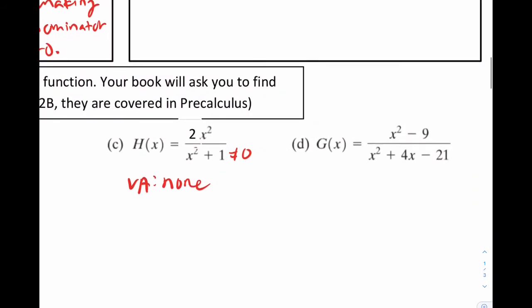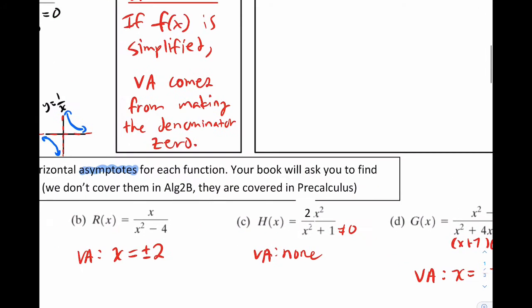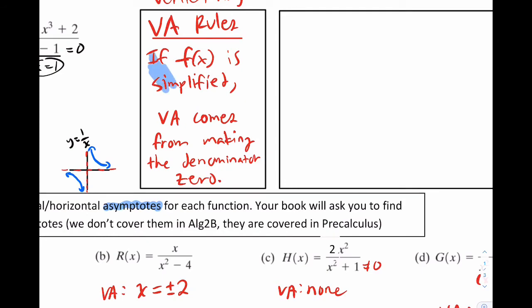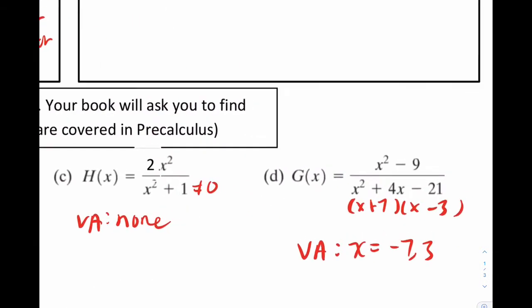Now G is a tricky one. A lot of people factor the bottom, which is good. x plus 7, x minus 3, and then they write the vertical asymptote is x equals negative 7 and 3. The problem is up here. That's why this is so important. If f of x is simplified, it must be simplified, which means if the top is factorable, you should really factor it. And look at that. The x minus 3's cancel out. So later on we'll talk about what that does, but for now you have to understand that your function must be simplified before you can consider anything, which means the only vertical asymptote is negative 7.